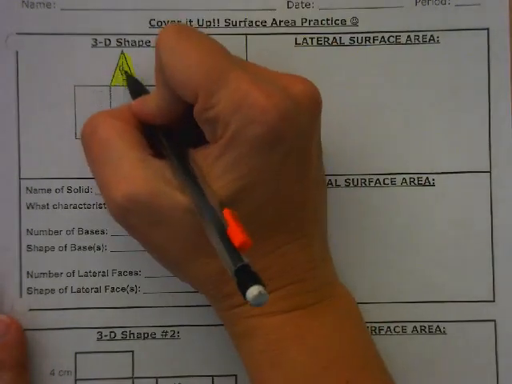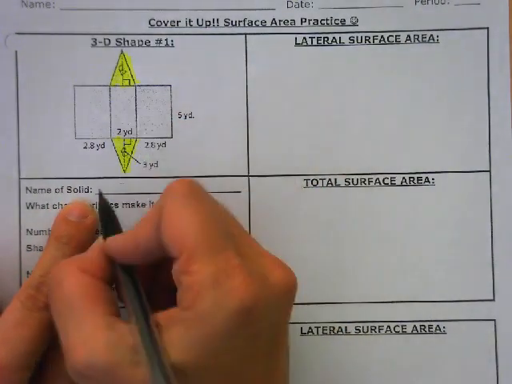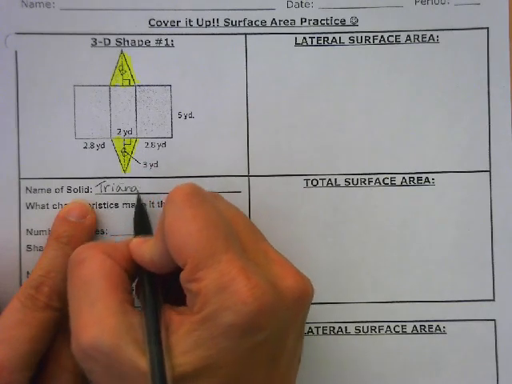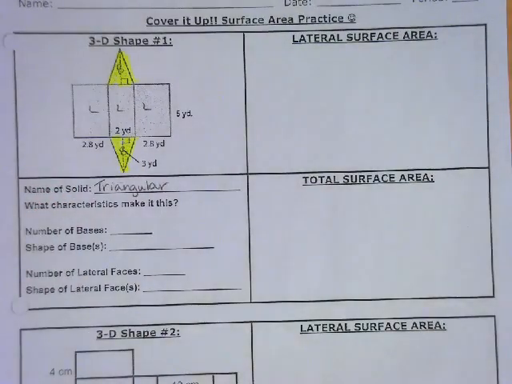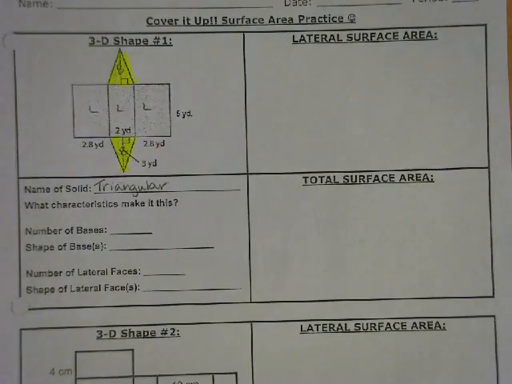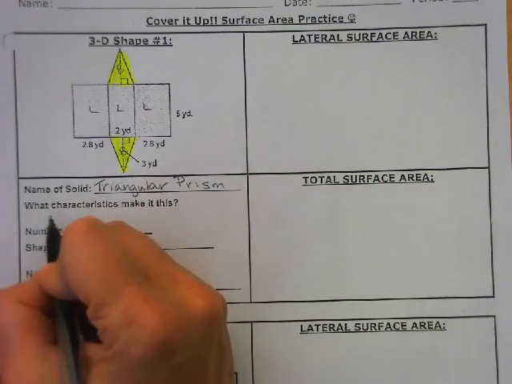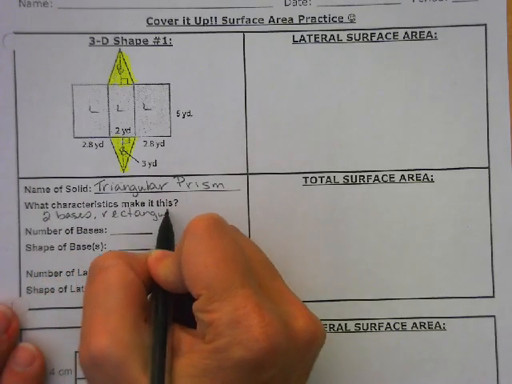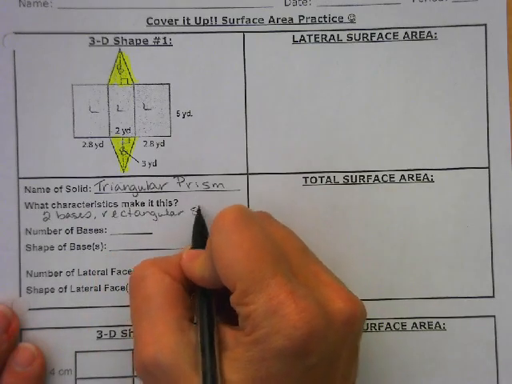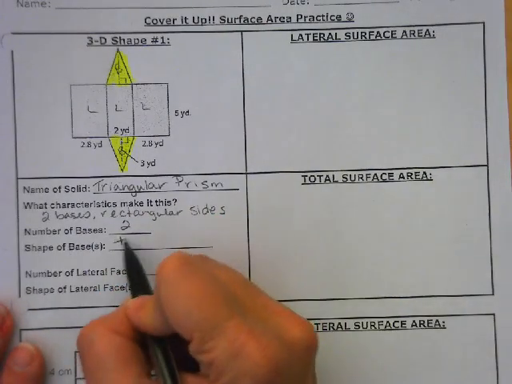When we get to volume, we're still going to highlight those base shapes. So that, big B, is going to give us the name of our shape. These are triangles. So this is a triangular. Now look at the lateral sides. These are your lateral sides. Are they rectangular or are they triangular? They're rectangular. Plus we had two bases. So is this a pyramid or a prism? This is a prism. What makes it this? We have two bases and we have rectangular sides. Number of bases, 2. Shape of the bases, triangles.